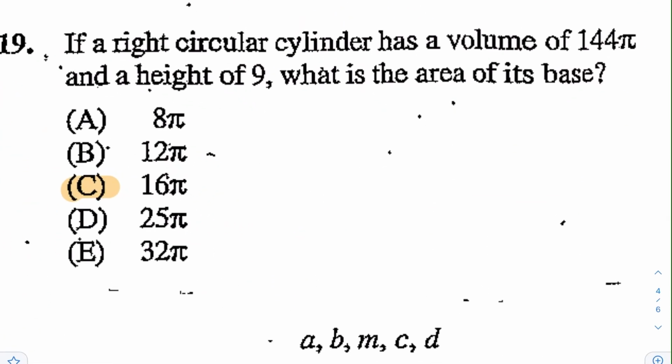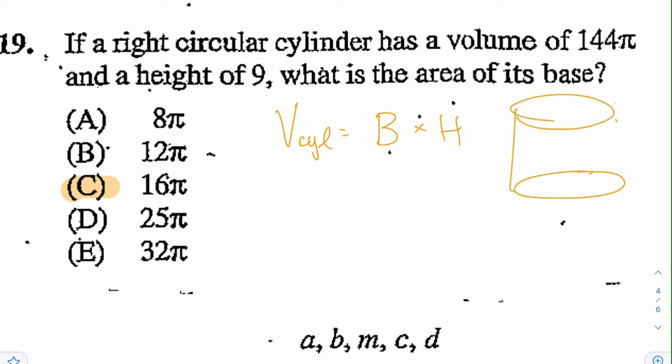Next for number 19, if a right circular cylinder has a volume of 144 pi and a height of 9, what's the area of the base? Well, the volume of a cylinder is just based on its height. Now, the base specifically is a circle. So it has a radius of r and a height of h. So the volume is really pi r squared, which is the area of the base, times the height.